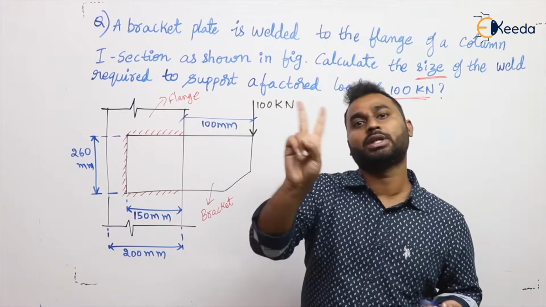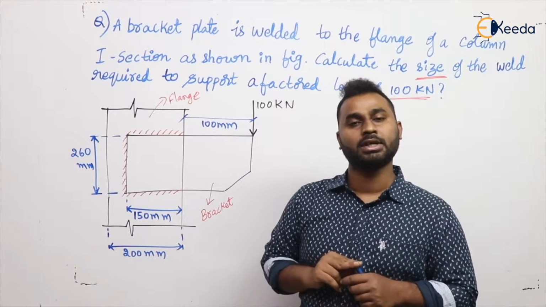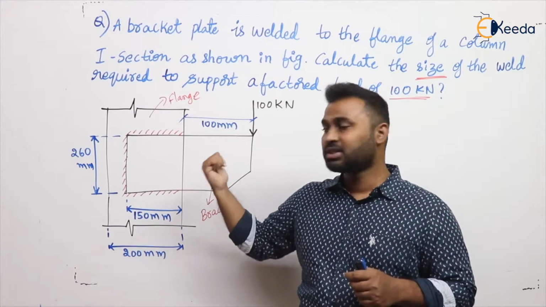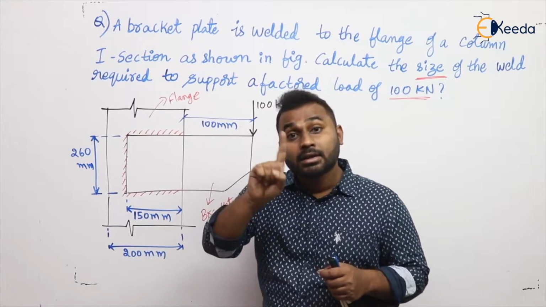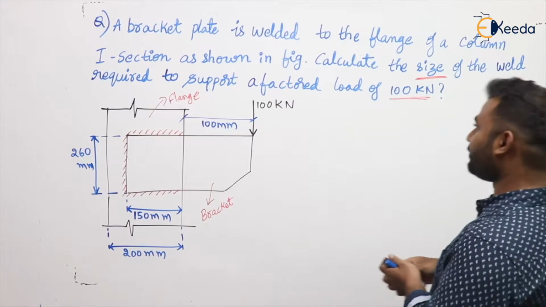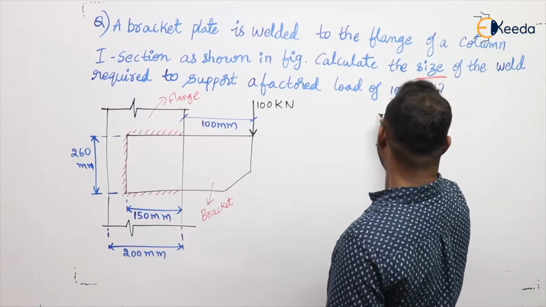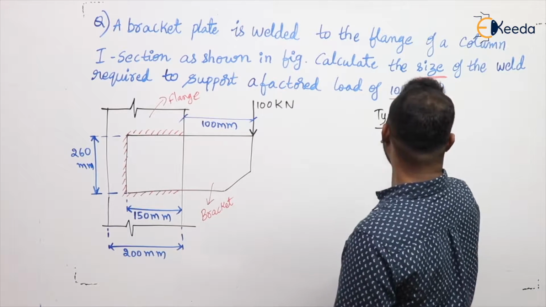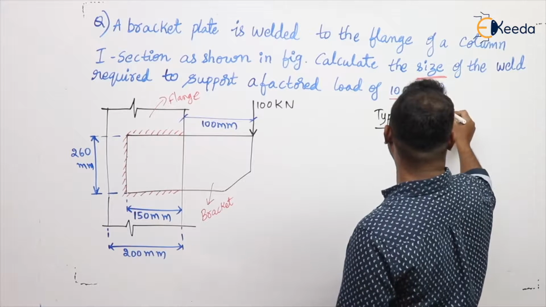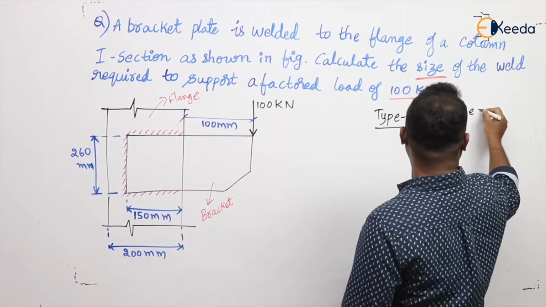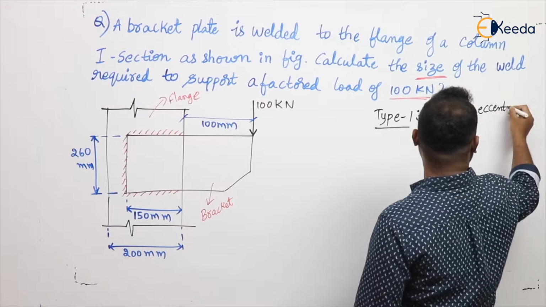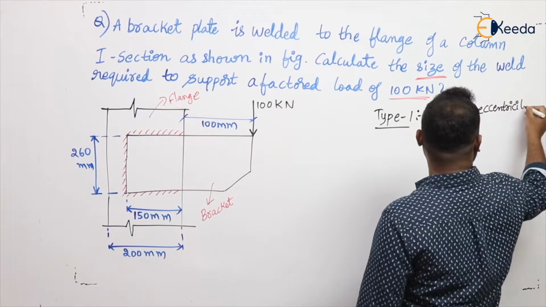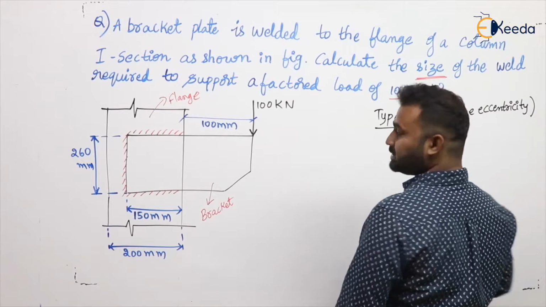We know there exist two types of eccentric welded connections, that is type 1 and type 2. Now this comes under which category? Type 1. Okay, this comes under type 1. So here I will write type 1. So type 1 means in-plane eccentricity. Is that clear?